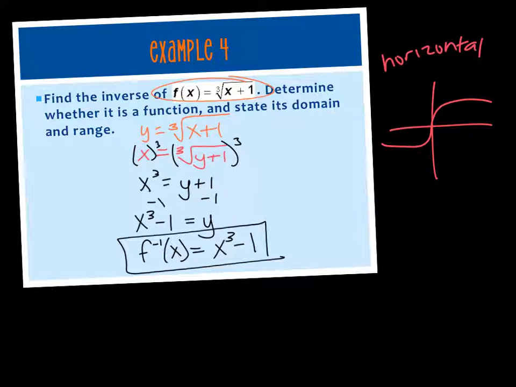So if I drew horizontal lines through that function, would it pass? Yeah. So that's one way to do it. So then yes, this is a function.